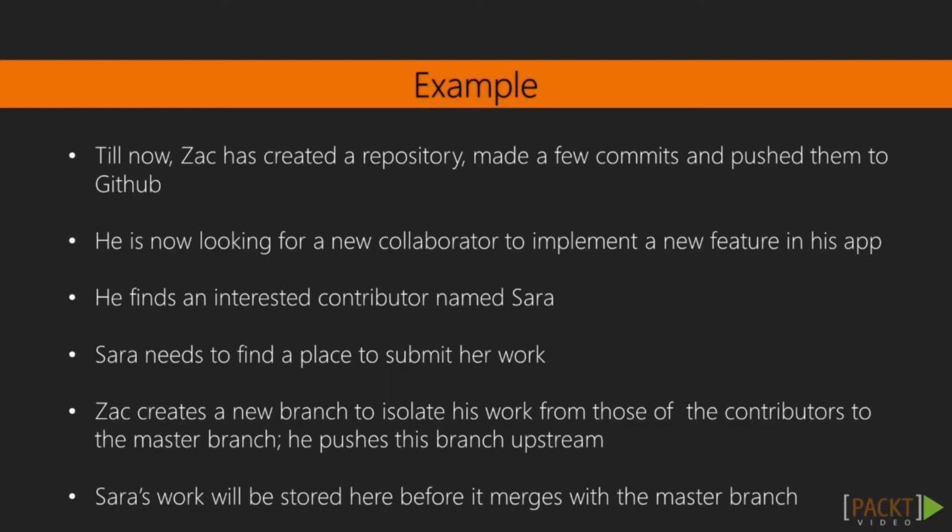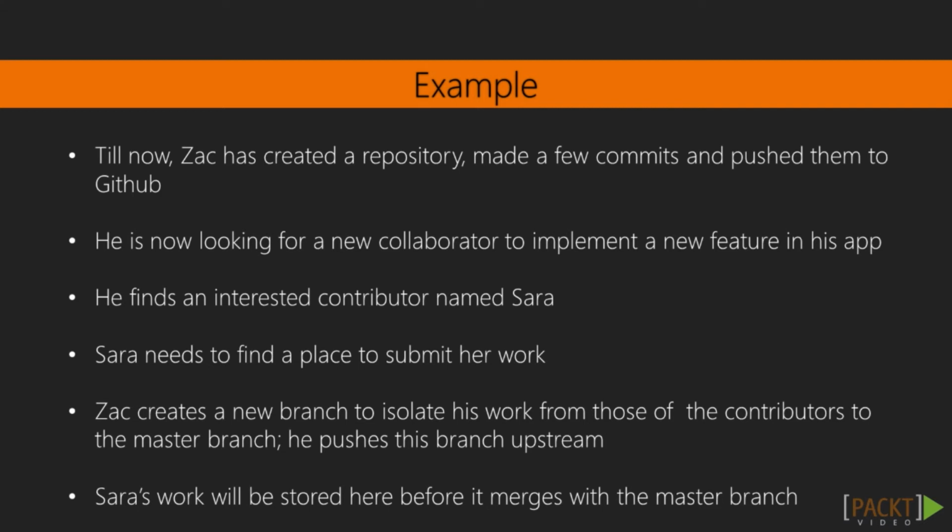In our last section, we watched our friend Zach create a repository for his new application, make some commits, and push to GitHub. So far, Zach has been working all alone, but he's been looking for collaborators for a new feature he wants to implement, and has finally gotten lucky and found Sarah, a developer from overseas who's interested in taking the lead. Before Sarah can get started, though, she'll need a place to submit her work to.